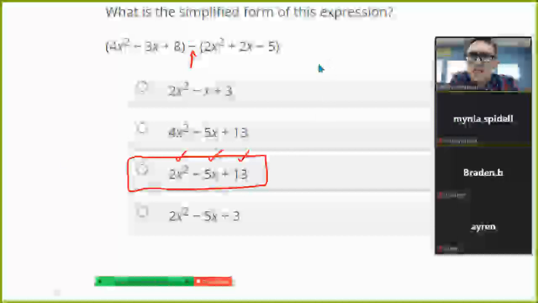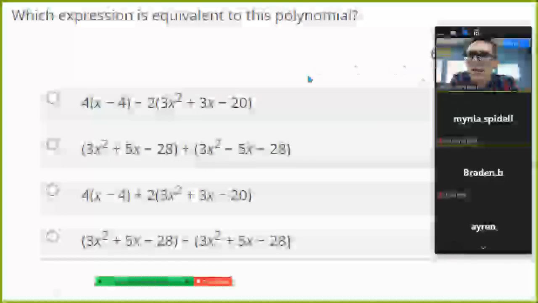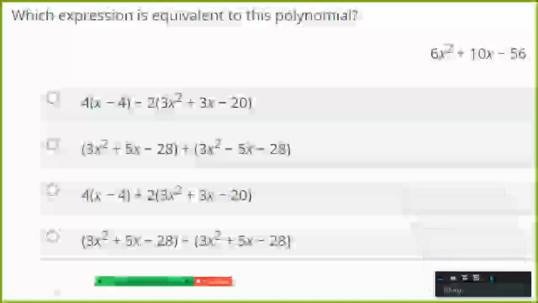All right, let's try some more. Now, I think here we're going to move on and try a little multiplying. Which expression below of these gray choices is equivalent to this polynomial? So we need to compare all of these four options. So this is going to be some work. We're going to simplify all four of the gray options. And I think only one is going to match up with the polynomial at top, 6x squared plus 10x minus 56.